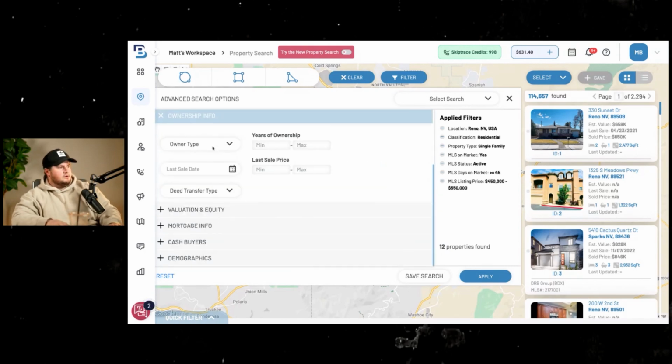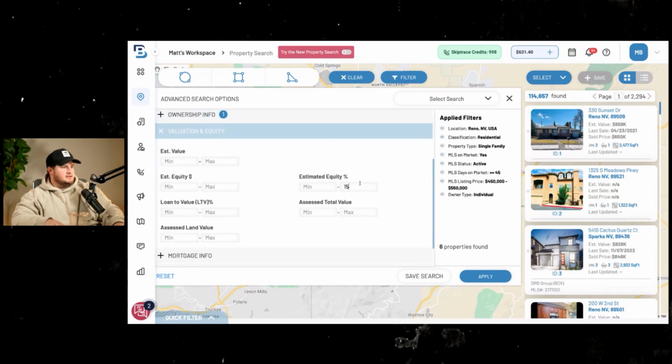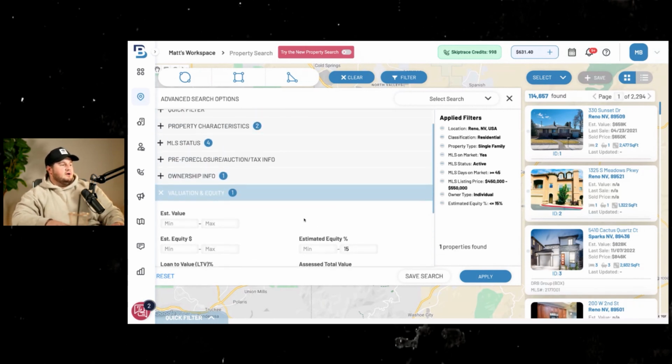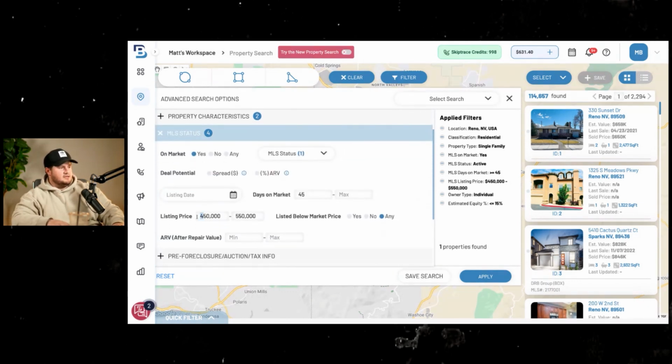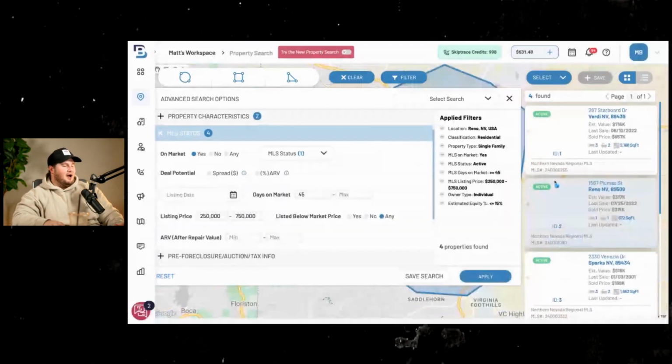And let's do ownership info as an individual, 6 properties. Valuation equity, let's say max 15%. Okay. So there's one property that fits that description. So let me try to expand this out a little bit. Let's go 350, let's go 250 to 7. Big range here. But that's 4 properties if we did that.